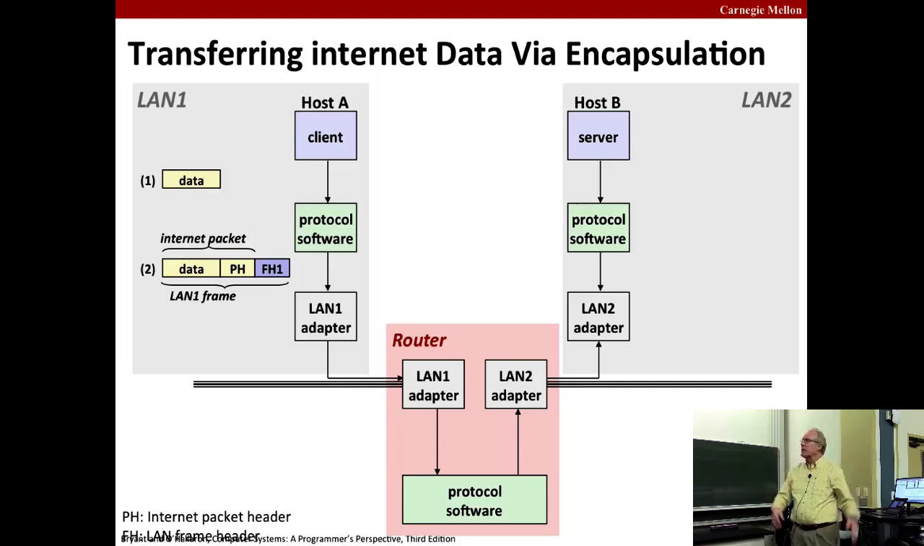I want to send a message, and I'll do that, and then the software that runs on my machine that handles this will put a header in front of that that describes the internet routing, and then it will tack a header in front of that that talks about the local area network routing that gets used. And that's what's referred to as the PH, the packet header for the Internet Protocol, and FH1, the frame header for this particular message being sent within this local network.